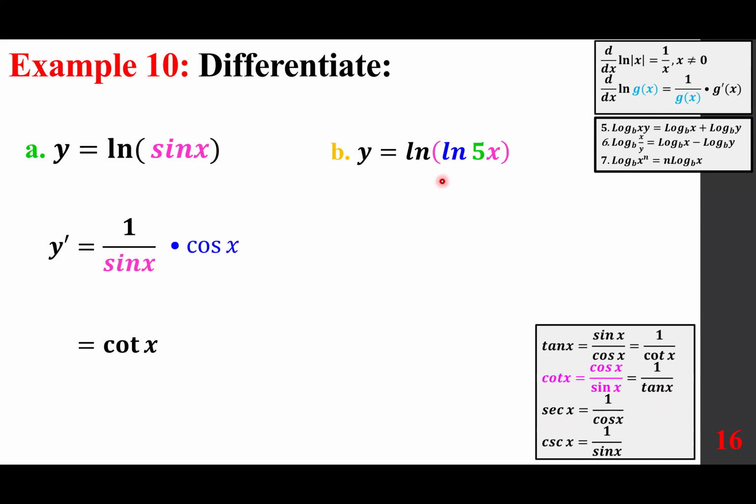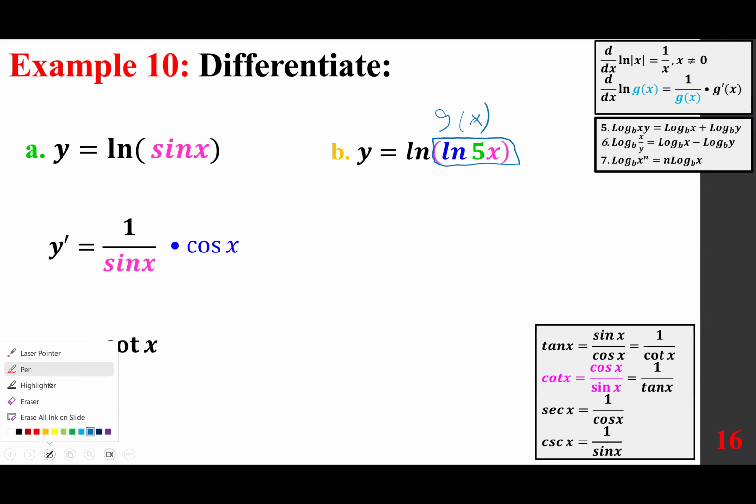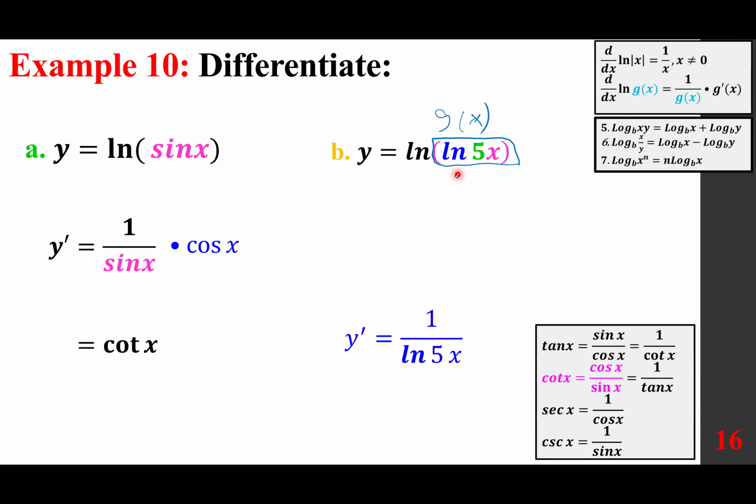Y equals ln of ln of 5x. To really have an understanding of what we need to do, let's actually box this and just call it g of x. So it becomes easy to differentiate. What is the derivative of ln of g of x? 1 over g of x. So 1 over g of x, 1 over ln of 5x. Then times g prime. So just differentiate ln of 5x.